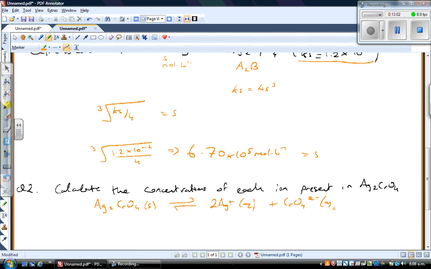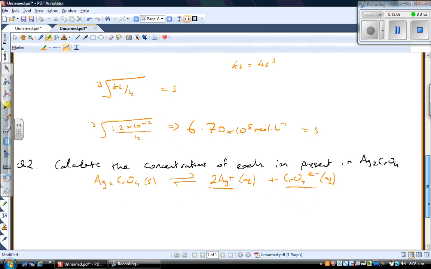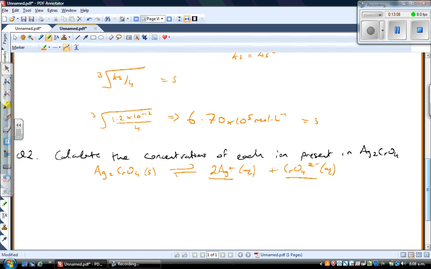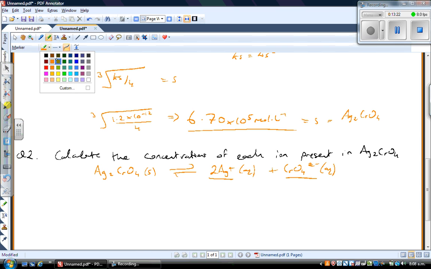What they're asking us here is, what would the concentration of each of these ions be? Well, you've already worked out the solubility of the compound. This value here represents the solubility of silver dichromate. And what we were saying before about the value of S, you've got to look at the number of ions you get from the dissociation. So Ag plus is represented by 2S, whereas dichromate you just get 1S from the dissociation of your silver dichromate.